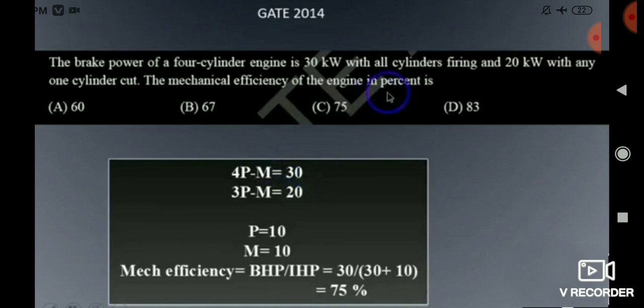Now friends, see another question. It is a very good question. Friends, it is given that the brake horsepower for a 4-cylinder engine is 30 kilowatt, and if one cylinder is cut, then it is 20 kilowatt. Then it is asking about the mechanical efficiency.